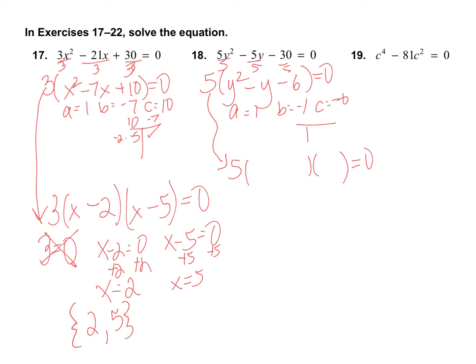Make a table. A times C is negative 6. Sum of B is negative 1. I need a negative times a positive. Oops. And I just goofed that up. Hold on. So I need a negative times a positive. I need the bigger one to be negative, and that's what works. So y plus 2, y minus 3, bring down my 5, y plus 2 equals 0.